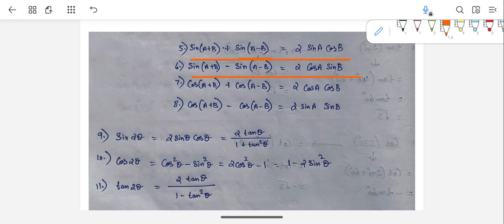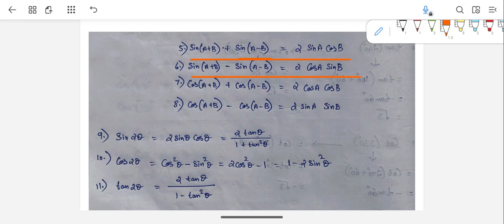So you shouldn't ask, sir, both are the same, why different formulas? But it is not the same, right? The fifth one is 2 sin a cos b, but the sixth one is 2 cos a sin b. So here a and b are different things, right? If a and b have different values, you should be very careful here.